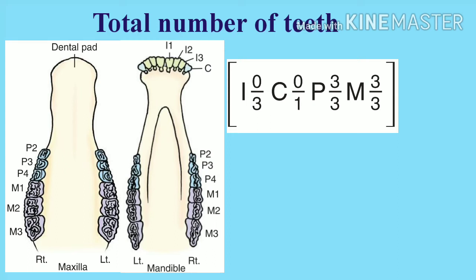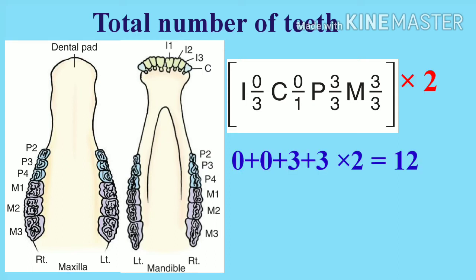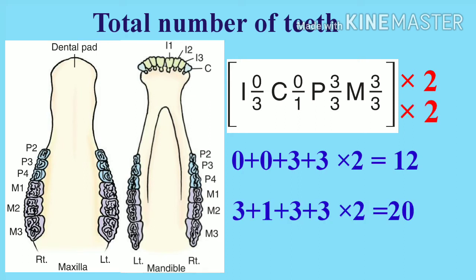And then let's see the total number of teeth in an ox. We can obtain the total number of teeth by multiplying by 2 the upper half of the jaw and similarly multiplying by 2 the lower half of the jaw and adding their results to get the total number of teeth. Hence, the total number of teeth present in the ox is 32.